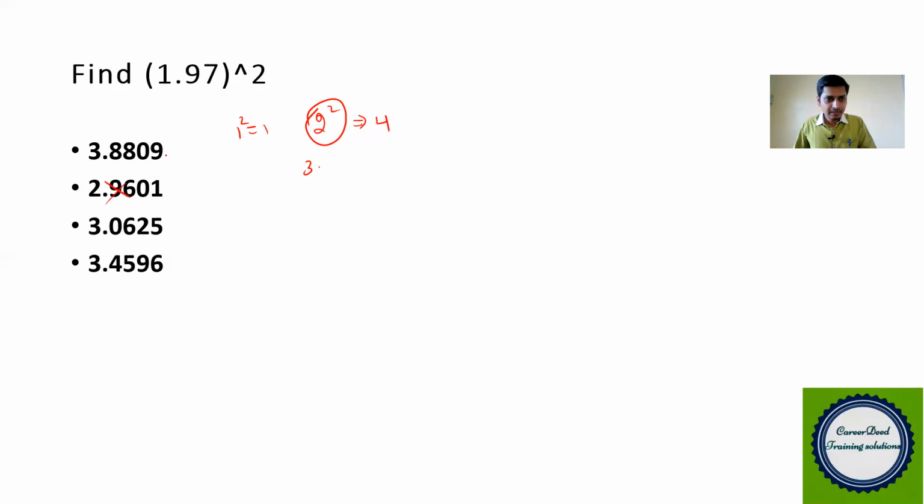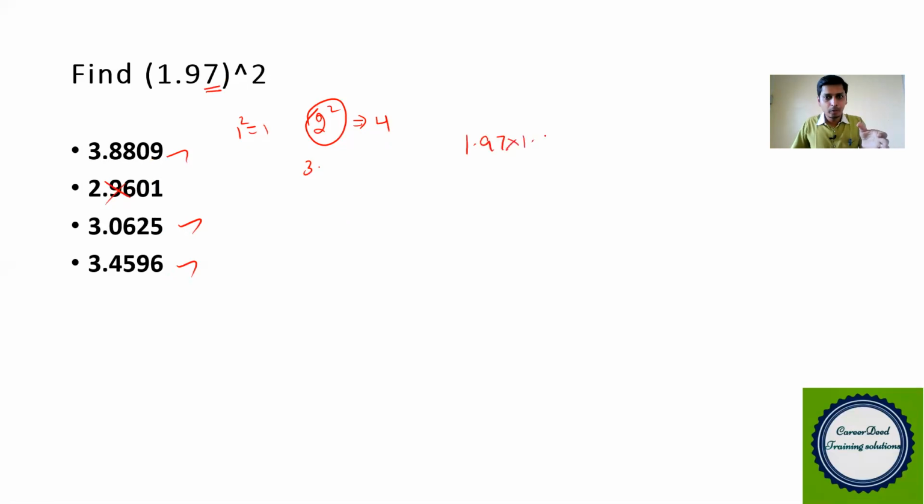And if you look at all these three numbers, 3.8809, 3.0625 and 3.4596, all these three numbers are nearest to 3 only, right? So this might create confusion. So here we have to use common sense. So here, what is the last digit? 7, right?